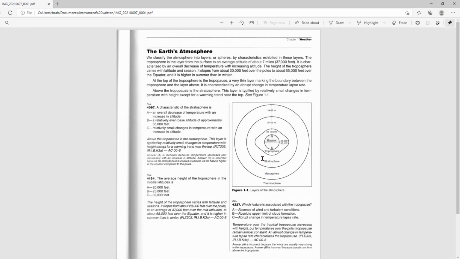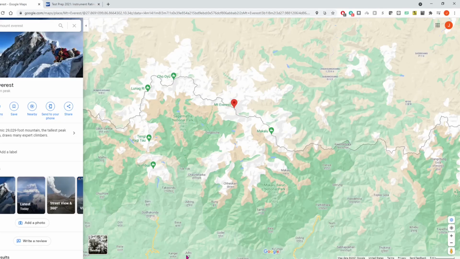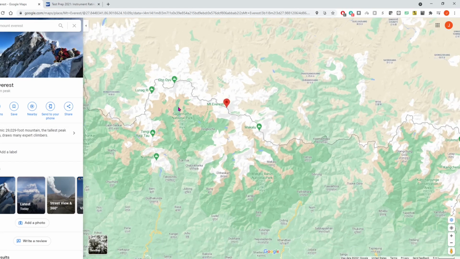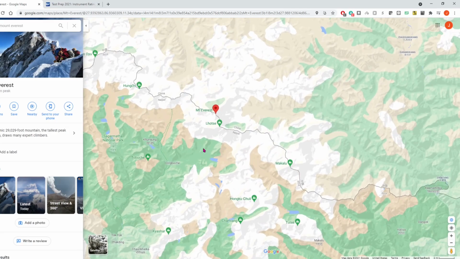Another key characteristic of the troposphere can be related back to the same mountain climbing experience. If you've ever seen Mount Everest videos, you'll notice how there's always snow at the top. Even here you can see all of this white is snow. Generally speaking, if you've ever climbed to a higher altitude, it just gets colder, and you intuitively know that the higher you climb, the colder it gets.